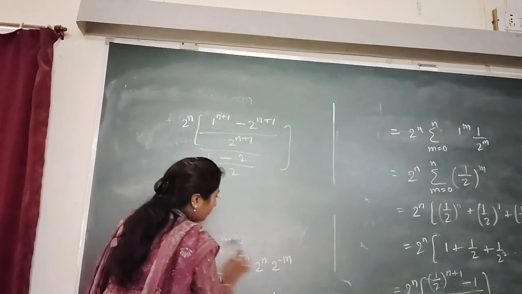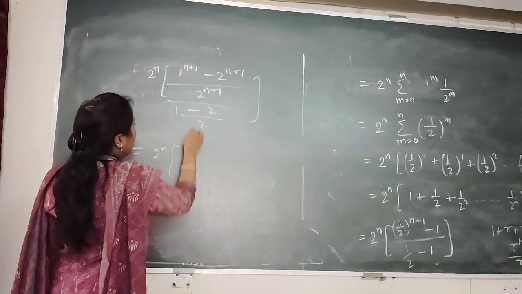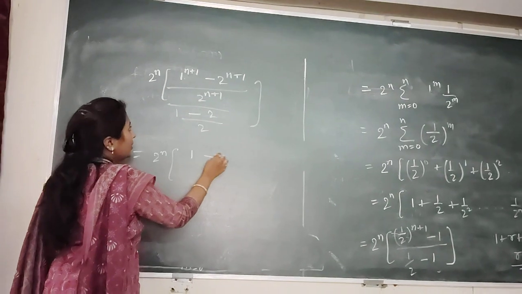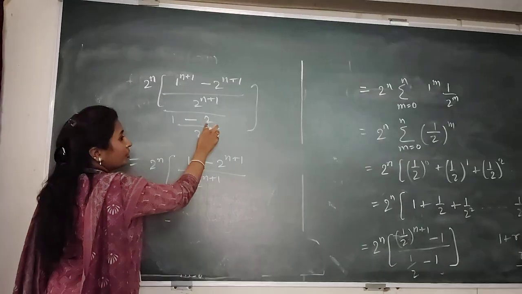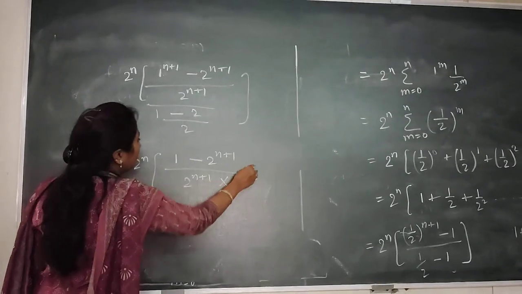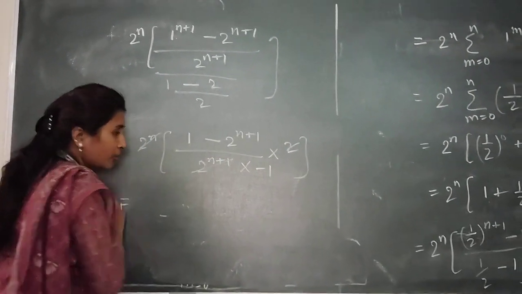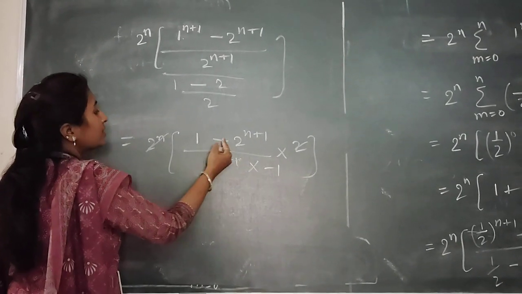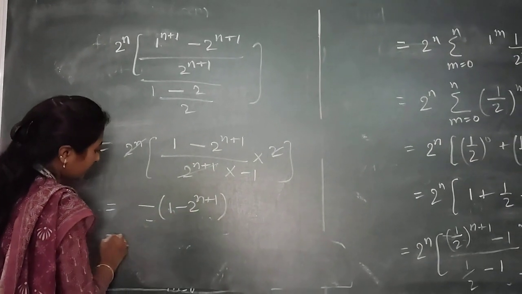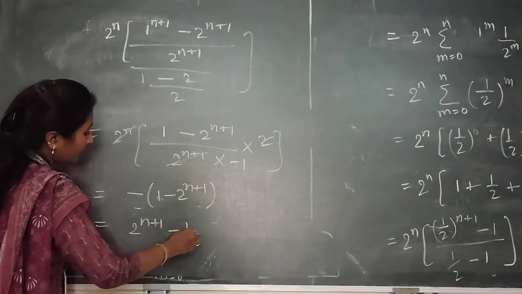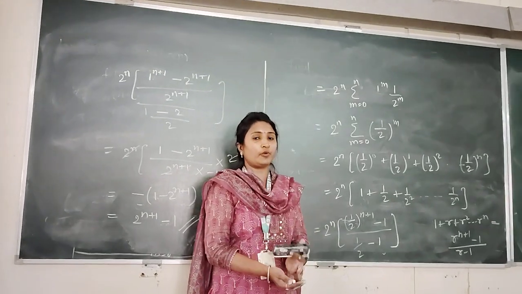Numerator and denominator terms, both we are simplifying separately. So 2 raised to n times (1 minus 2 raised to n plus 1) upon 2 raised to n plus 1, and in the denominator 1 minus 2 is minus 1 upon 2. So 2 raised to n and 2 cancel out with 2 raised to n plus 1, and the minus sign gives minus (1 minus 2 raised to n plus 1). We are taking the minus sign inside, then our answer is 2 raised to n plus 1 minus 1. So this is the convolution theorem, one of the important theorems for finding Z inverse.